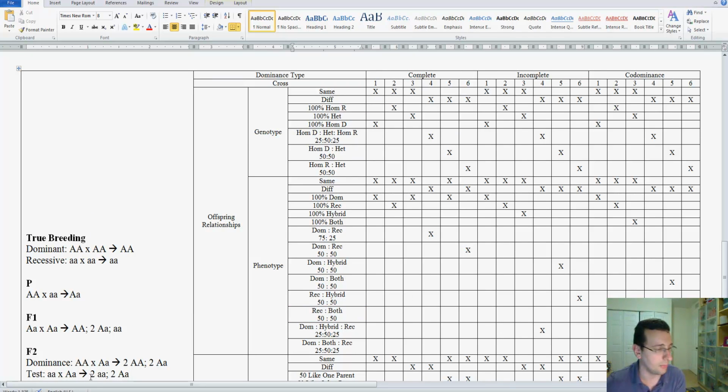If 50% look like both, they're talking about the test cross on codominance. And what if they say 25% look dominant, 50% look like the hybrid look, and 25% look recessive?